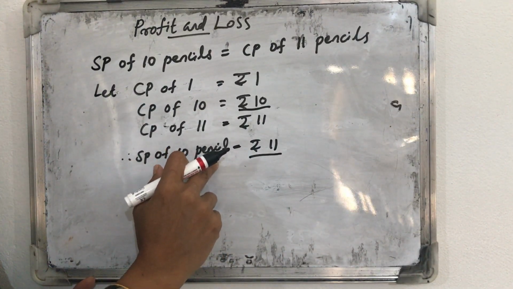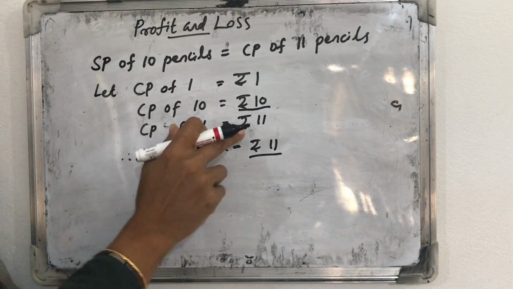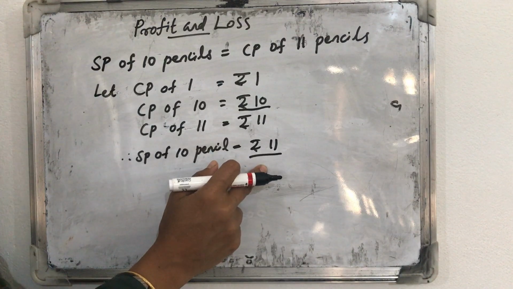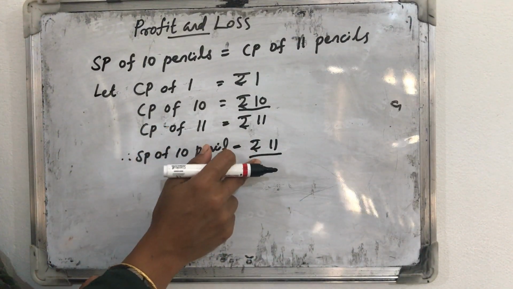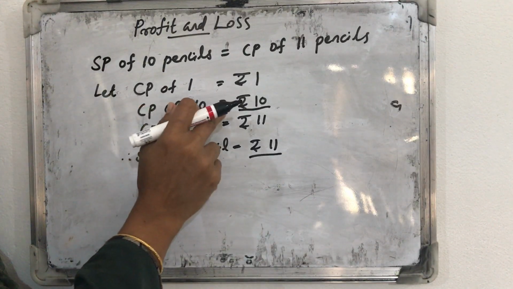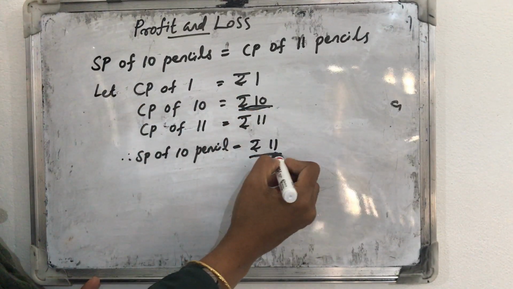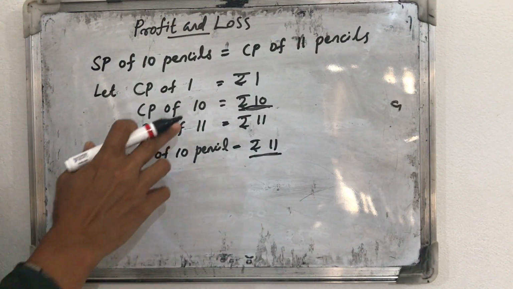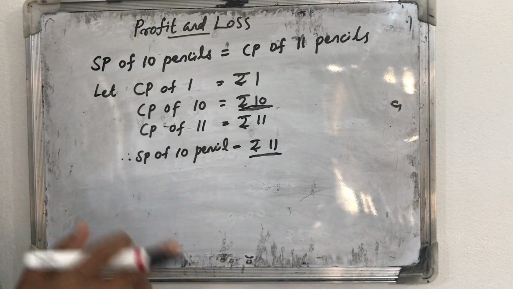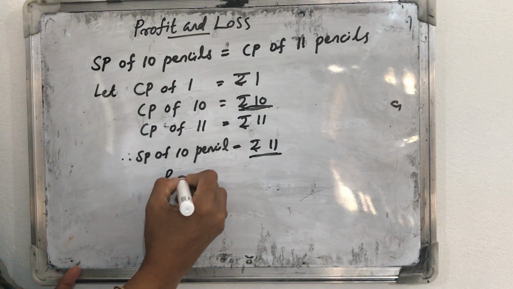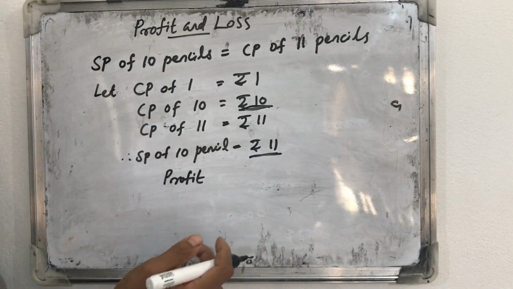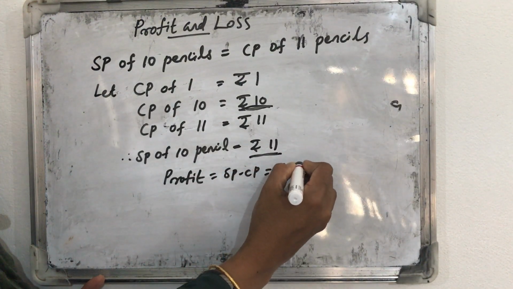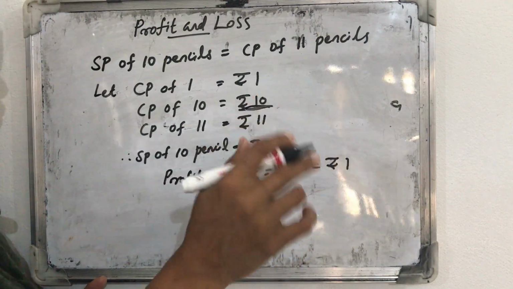SP of 10 pencils is equal to CP of 11 pencils, which we already found is 11 rupees. So SP of 10 pencils will be equal to 11 rupees, and CP of 10 pencils is 10 rupees. So in this case we can find out whether there is loss or profit. Which is greater? CP is 10 and SP is 11, so there will be a profit. How much? Profit will be equal to SP minus CP, that is 11 minus 10, that is 1 rupee profit.